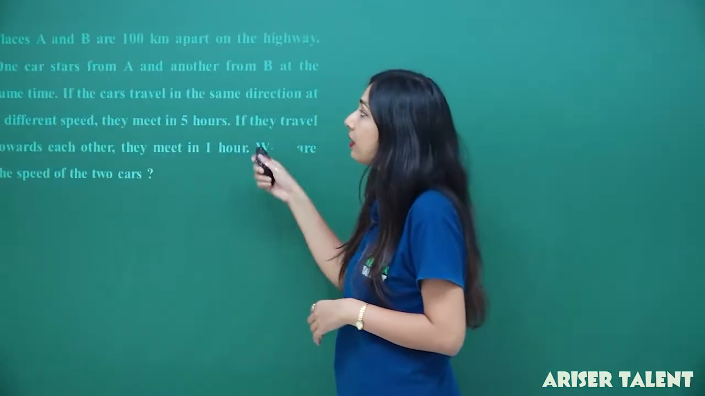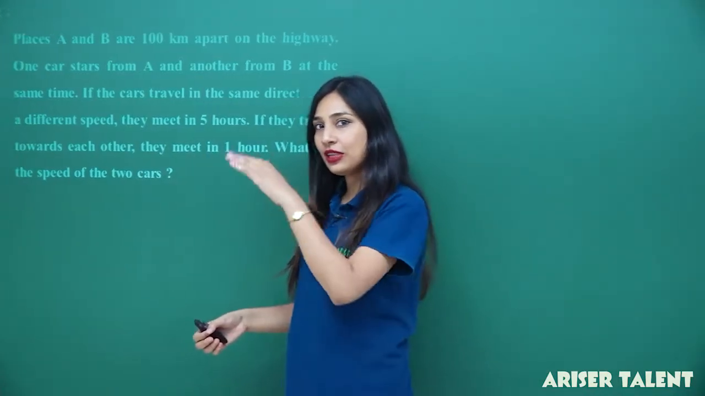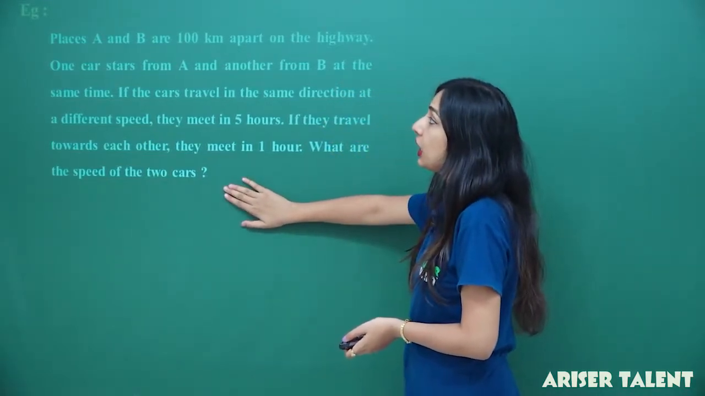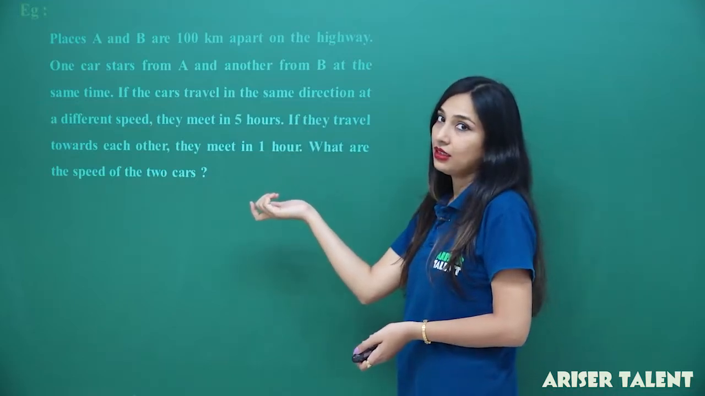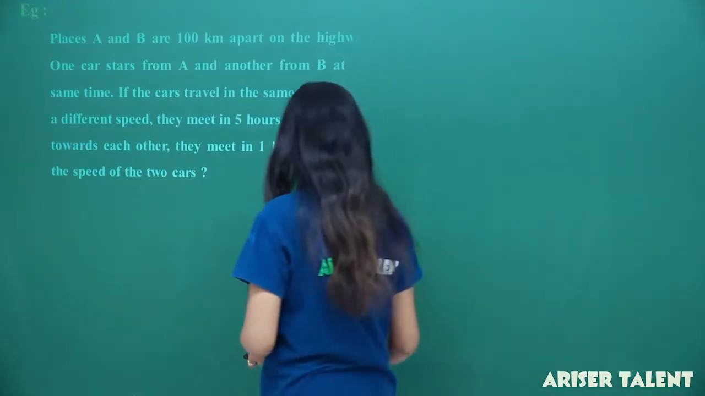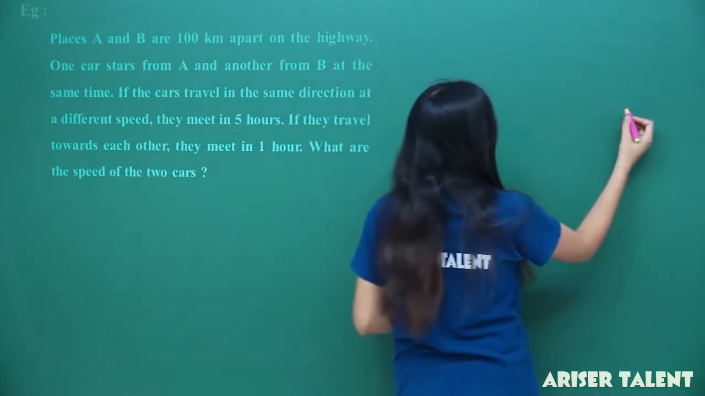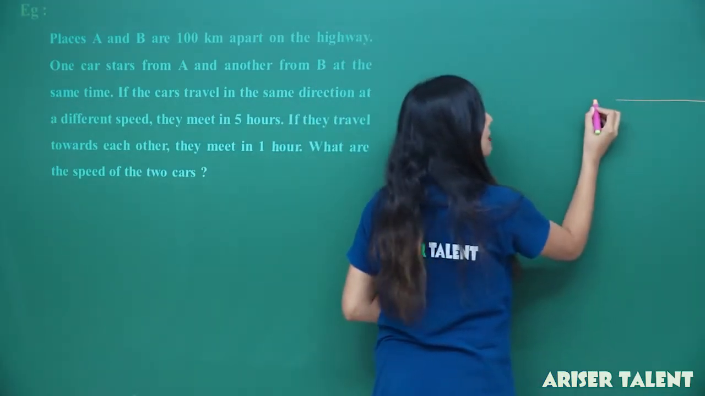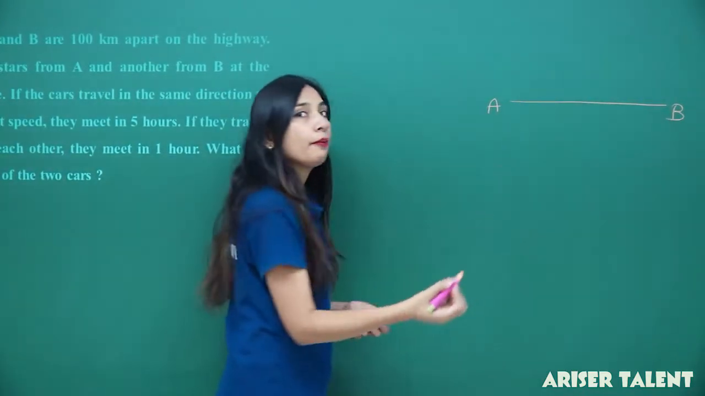And now we will be having these traveling questions. Travel, do you like to travel? So we'll be discussing this traveling question. Now in this, we are having places A and B. Okay, so can I say this is my place A and this is my place B.